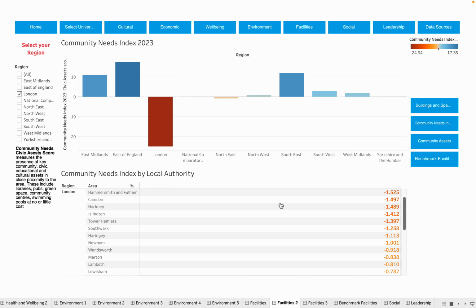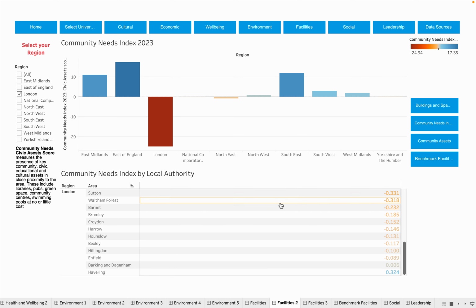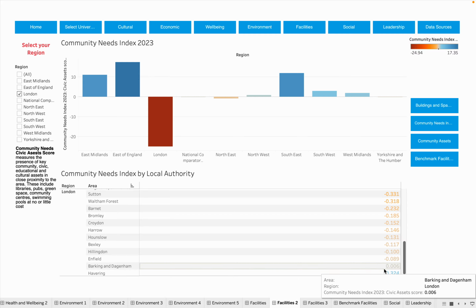And here I can see specific local authority if I wanted to. Havering is doing good, for example.